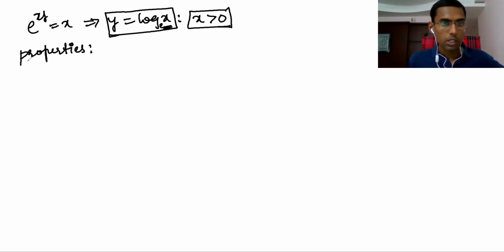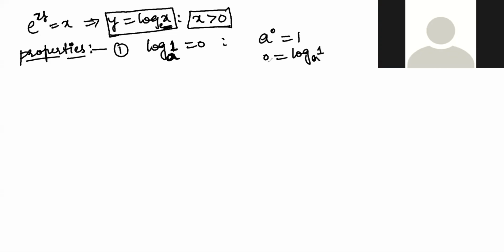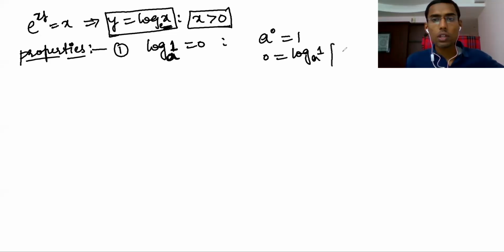Okay, properties. The first one: log 1 to any base a is 0. How do we know? a to the power 0 equals 1; it comes from exponents only. That means log 1 to the base a is 0, where a cannot be 0. If a is 0, 0 to the power 0 is not defined. That's the reason I'm telling you a is not 0.